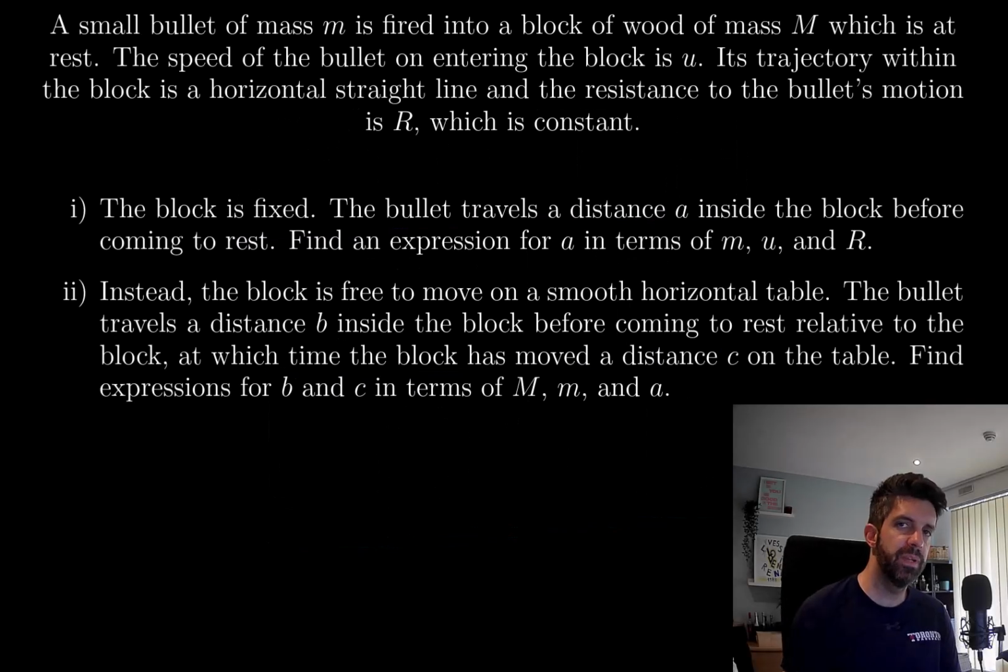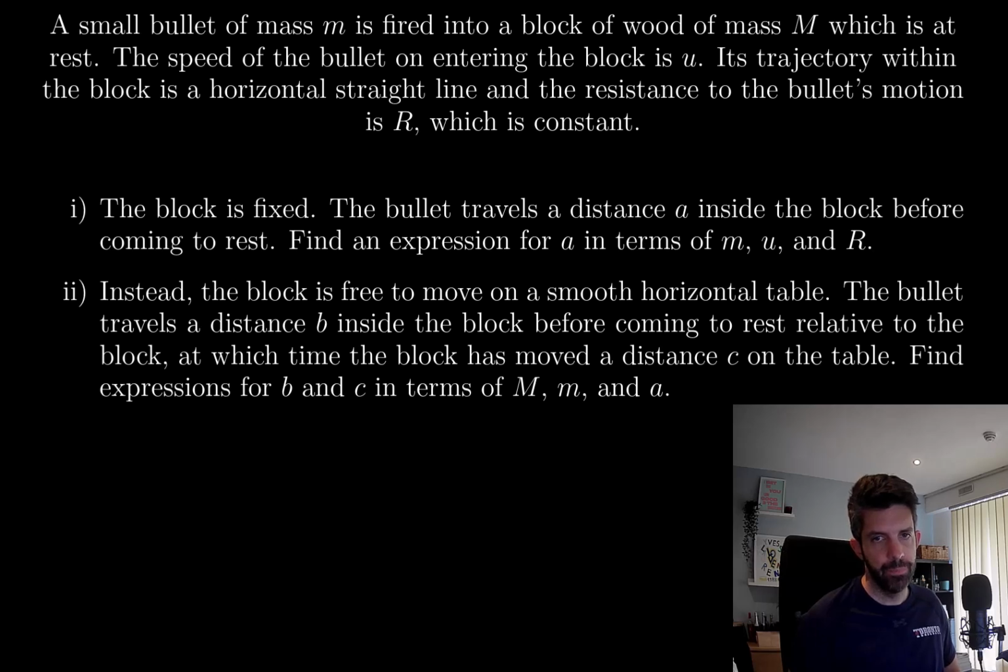Today's problem is submitted by a viewer, and it says, a small bullet of mass m is fired into a block of wood of mass capital M, which is at rest. The speed of the bullet on entering the block is u. Its trajectory within the block is a horizontal straight line, and the resistance to the bullet's motion is capital R, which is constant. The block is fixed. The bullet travels a distance a inside the block before coming to rest. Find an expression for a in terms of m, u, and capital R.